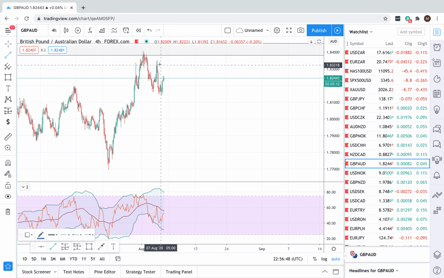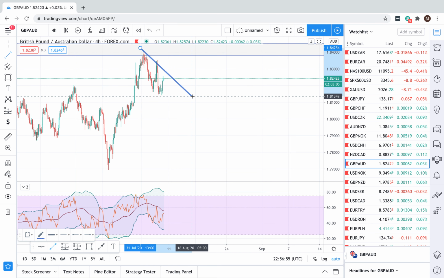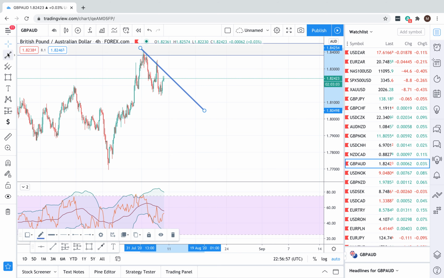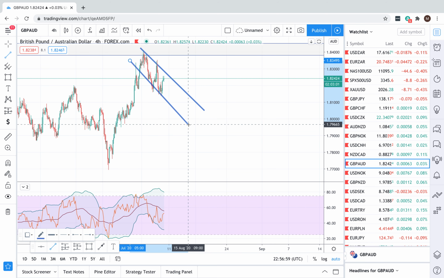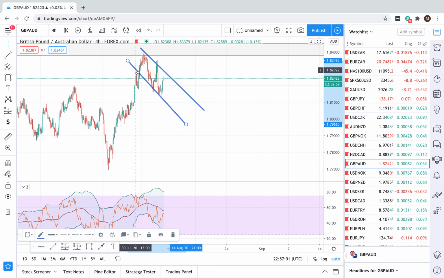We have a high right here, lower than this high. We have a downward market structure. So if price maintains, it will probably keep on going down from here. All right.